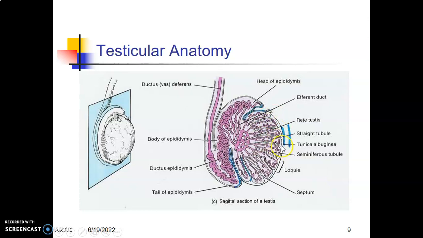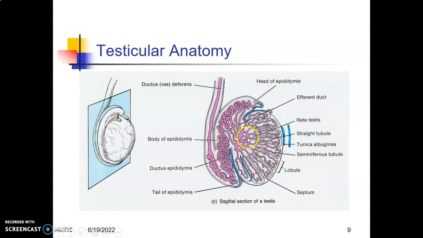It has two tunics on the outer portion, and then it sends septa into the gland, dividing the gland into incomplete lobules. Each lobule contains seminiferous tubules. You can see the seminiferous tubules, which contain cells of the spermatogenic series, sperm at different stages of maturation. We also have Sertoli cells in the seminiferous tubules, and the connective tissue around the seminiferous tubules contains interstitial cells of Leydig. Now, sperms that have been formed will enter into the straight tubules.